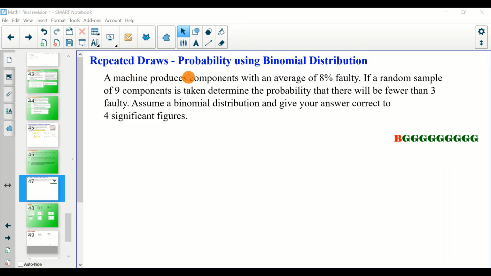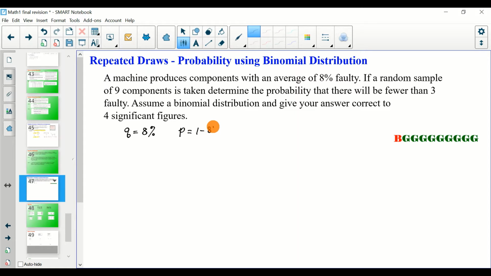So the machine produces components with an average of 8% faulty rate. So there's two probabilities that I would want to write down, the bad one and the good one. I'm going to use the letter Q for the faulty probability, 8%. On the flip side, I will use the letter P, which is the good one. That would be 1 minus the 8% and equals 92%.